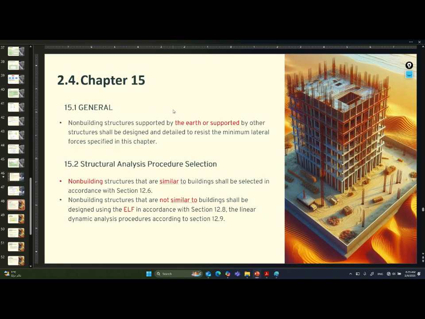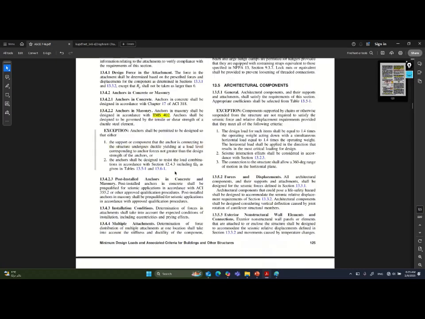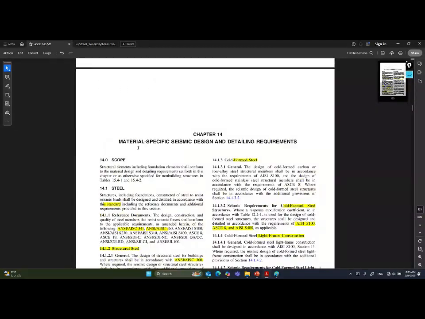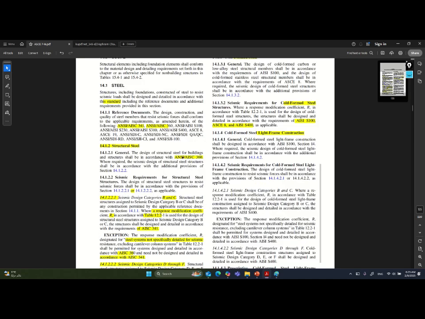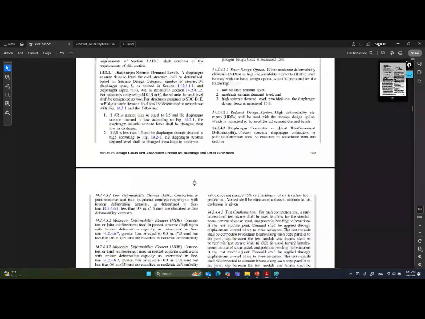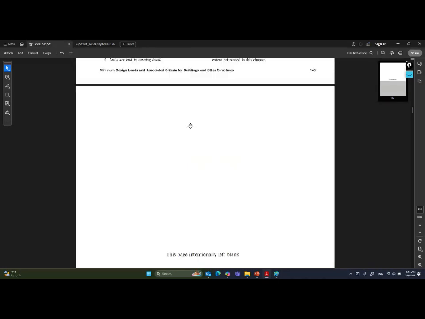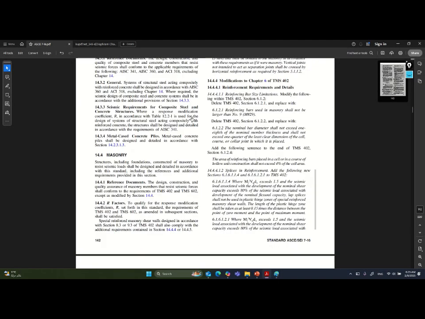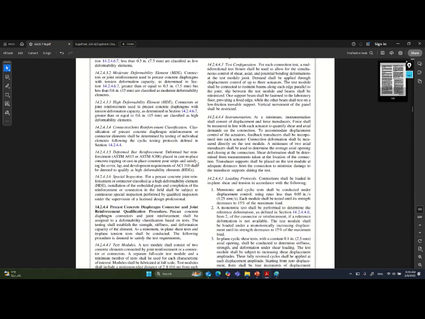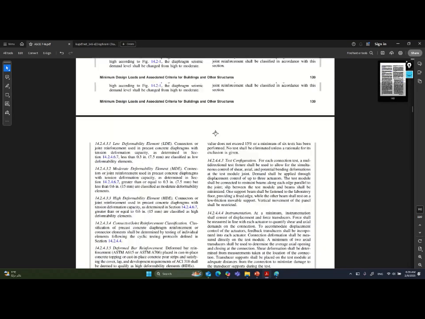Now let's go and talk about chapter 15. As I told you, chapter 14 I will pass, because I think it is related to the material. You should have a light reading about it. It is a material specific seismic design criteria and so on. So it is important to have a light reading. I think it is maybe 5 to 8 pages. If you have enough time, you can just read it. If you don't have enough time, then you can pass it.